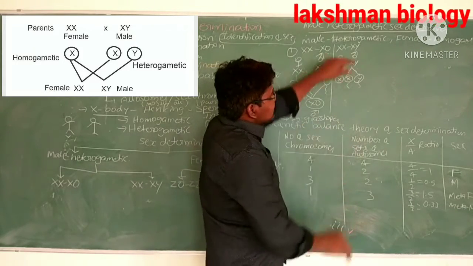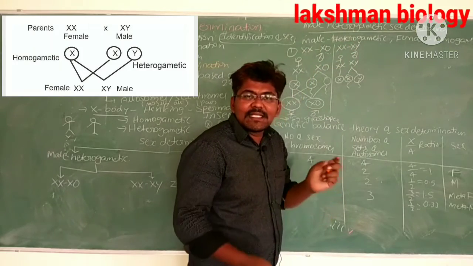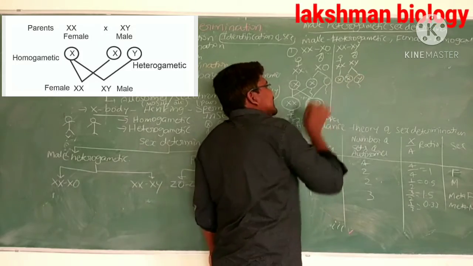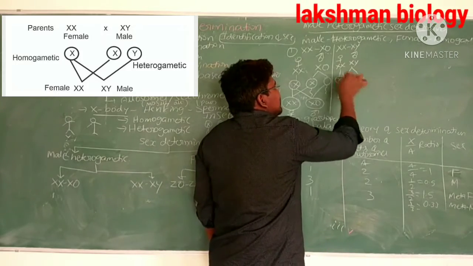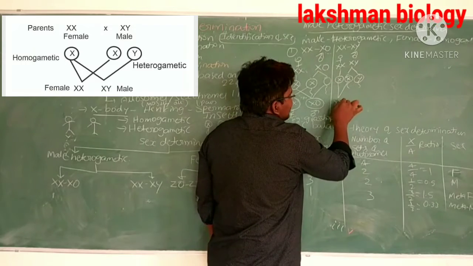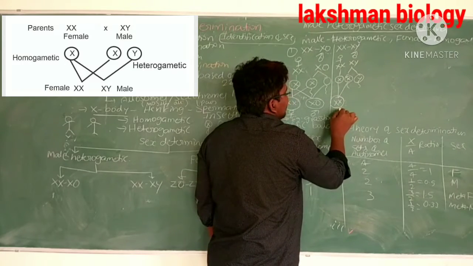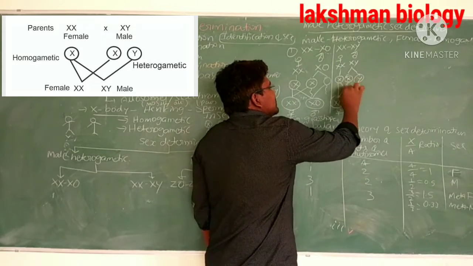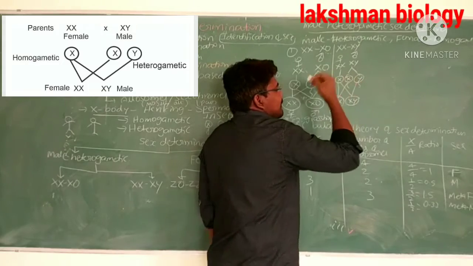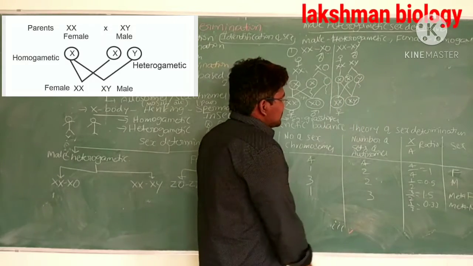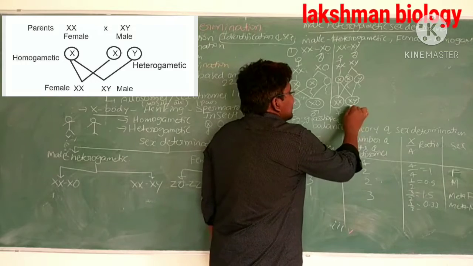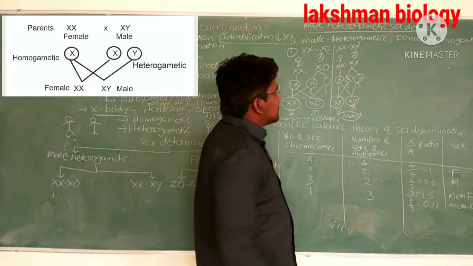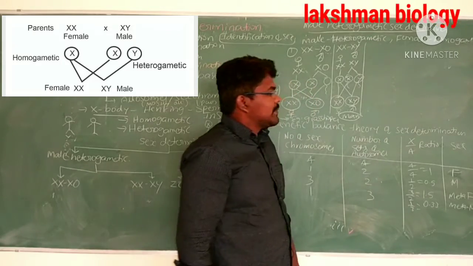Here also sex is determined based on the male sperms. If the sperm which contains the X chromosome mixes with the ovum, then we can see the formation of a female. When the sperm which contains the Y chromosome mixes with the ovum, then we can see the formation of a male. This type of sex determination we can see in man. That is about male heterogamety.